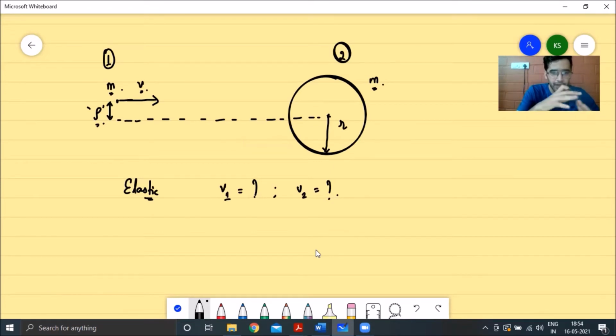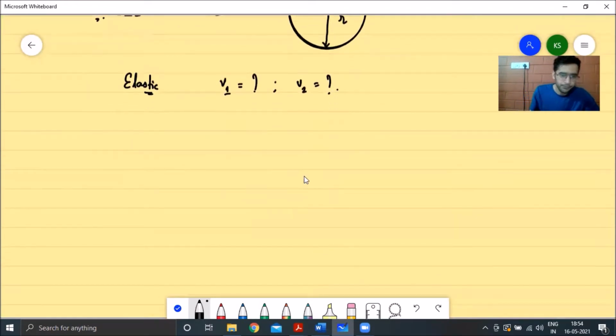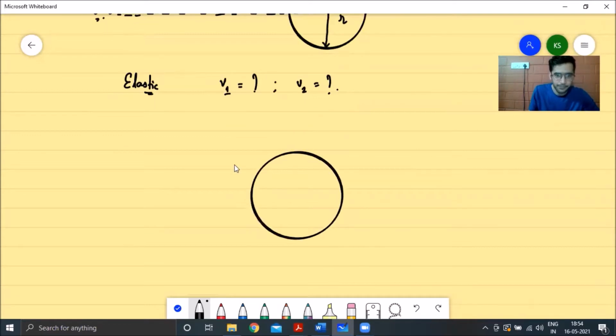As I mentioned, this is a problem on oblique collision. So the first thing is to identify how we know that there's a problem on oblique collision. For that, we need to look at the instant when this particle is colliding with the sphere. So let's consider the instant when the particle is colliding with the sphere, let's say over here.